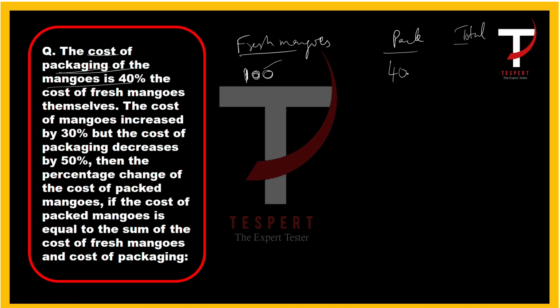Let's assume if it is 100 rupees, then it will be 40 rupees. So the total cost of the mangoes including the packaging cost is 100 plus 40, which is equal to 140 rupees. Now what happened? The cost of mangoes increased by 30%. Now this 100 is increased by 30%, so 100 becomes 130. And the cost of packaging decreases by 50%. So 40 is decreased by 50%. Then 40 becomes 20, right? So in the second case, the cost of mangoes including the packaging cost is 130 plus 20, which is equal to 150.